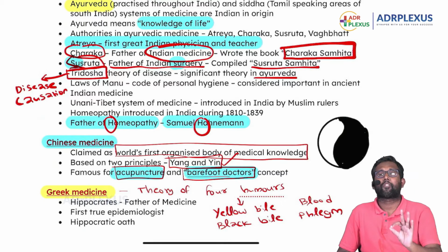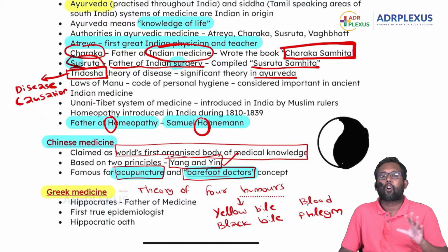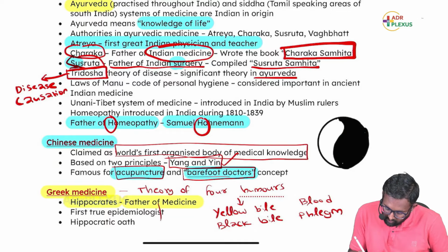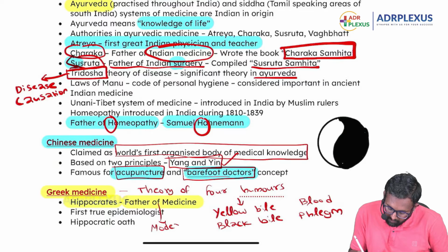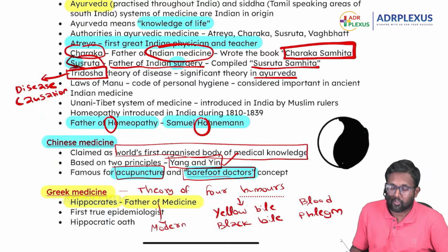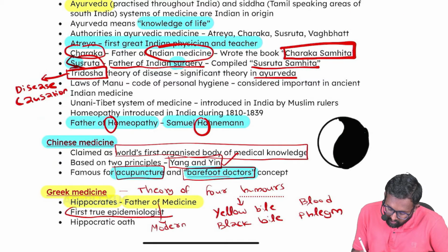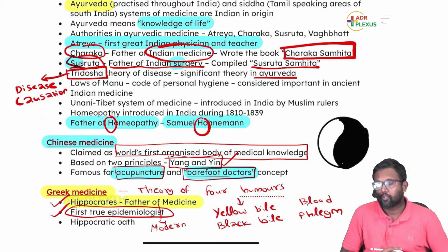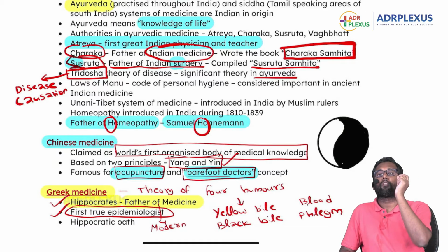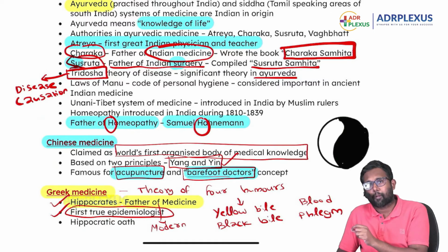Then in Greek medicine, one person was famous. He is called Hippocrates. He is called the father of modern medicine. He also did so much work on epidemiology, and is called the first true epidemiologist. So 2 things you have to remember about Hippocrates: he is the father of modern medicine, and the first true epidemiologist.